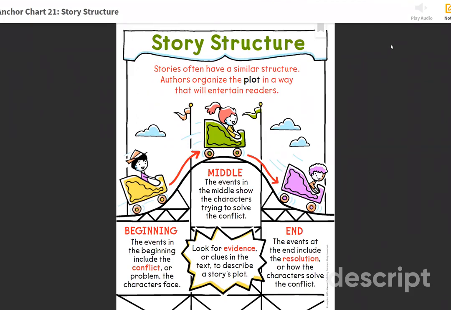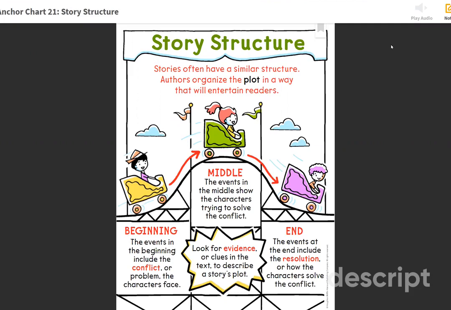And so we want to go back and revisit story structure. What are some parts of a story? Stories often have a similar structure. We'll see the beginning, the middle, and the end. And each part of the story contains things that help us understand what is happening.